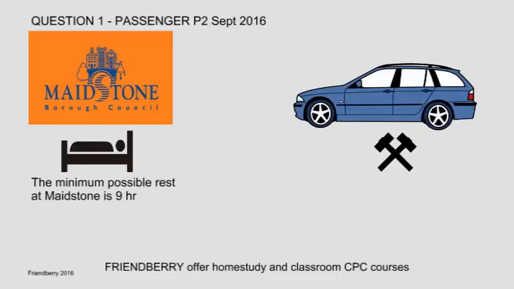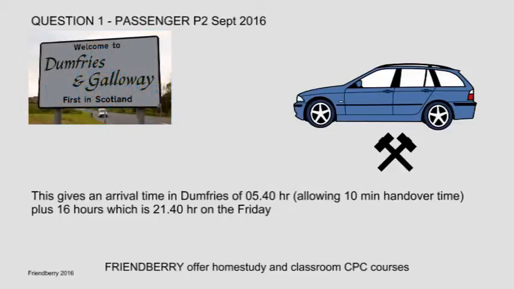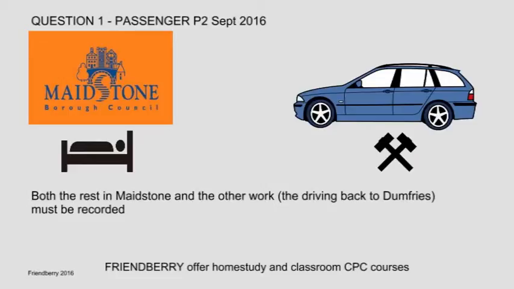The minimum possible rest at Maidstone is 9 hours, if that is still available. The car journey is 7 hours, which is working time. A total of 16 hours. This gives an arrival time in Dumfries of 0540 hours plus 16 hours, which is 2140 hours on the Friday. Both the rest in Maidstone and the other work, the driving back to Dumfries, must be recorded.